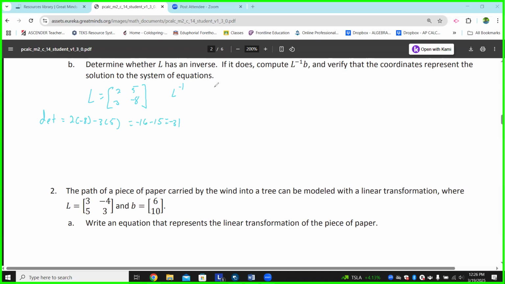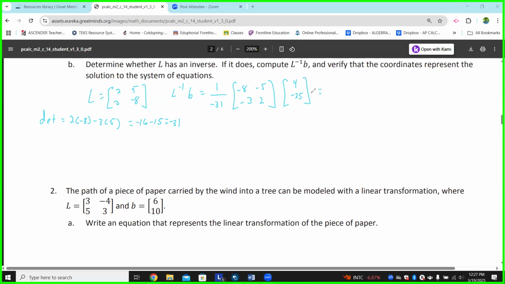So let's get to work. So to figure out what L inverse of B is, this is now going to be 1 over -31. What is the new matrix here? Perfect. Again, switch the place of your A and D, change the sign of your B and C, times my B, which was given to me as 4 and -25. If you're wondering where those numbers just came from, it just came from part A.